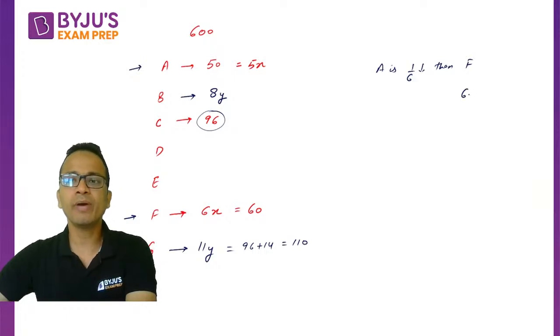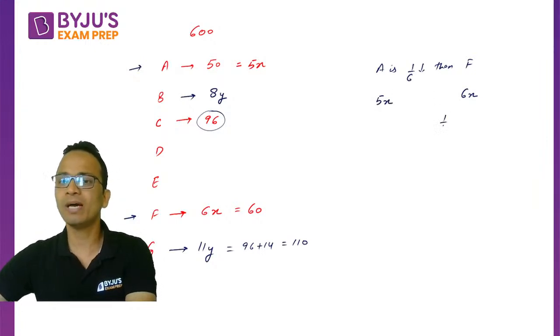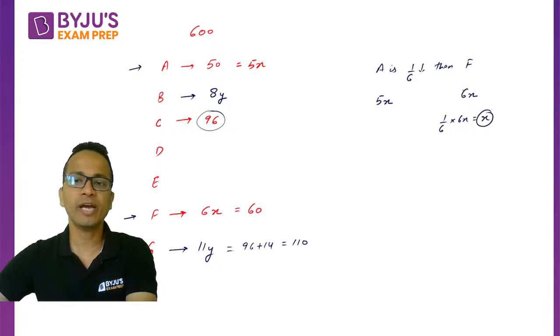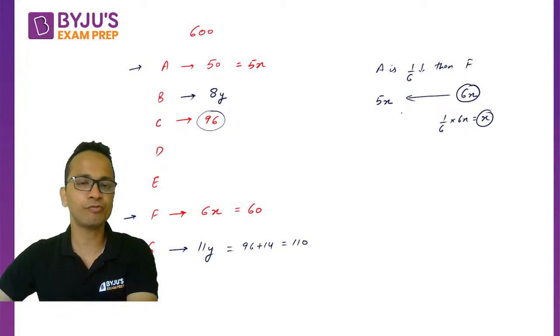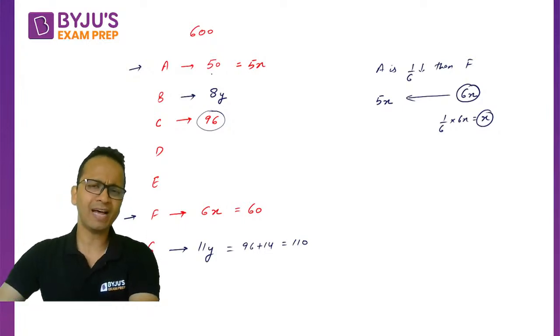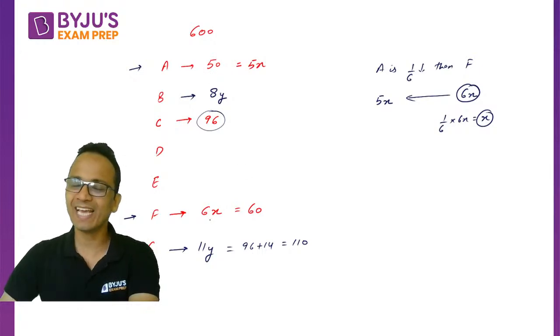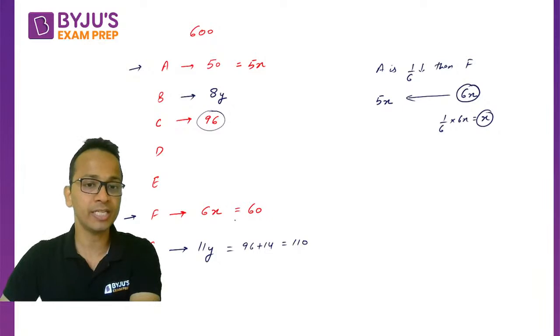So if I assume F as 6x, then the value of A will be 5x, because 1 by 6 of 6x is equal to x. So subtract x from 6x, that will give you the value of A, which is 5x. All right. So this is what I have done. 5x is given as 50. A का value already given था. So 5x is equal to 50, so 6x will be equal to 60. So this is how I have calculated this value.